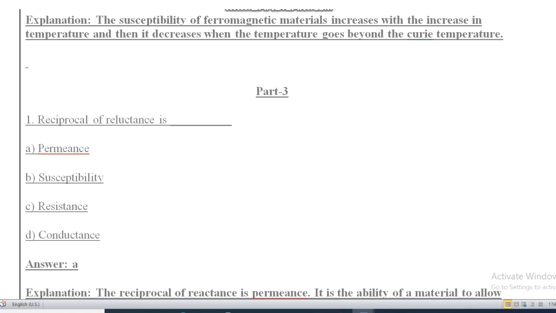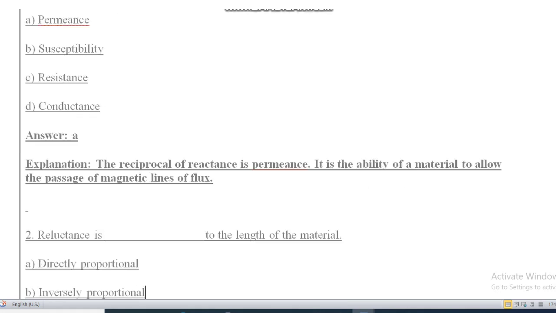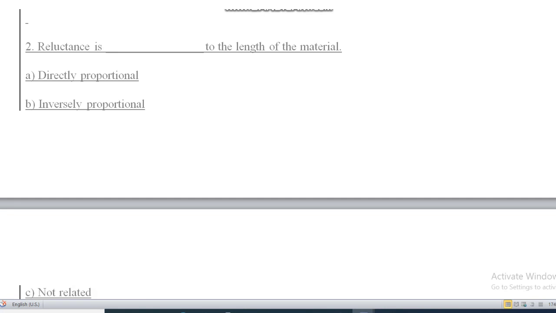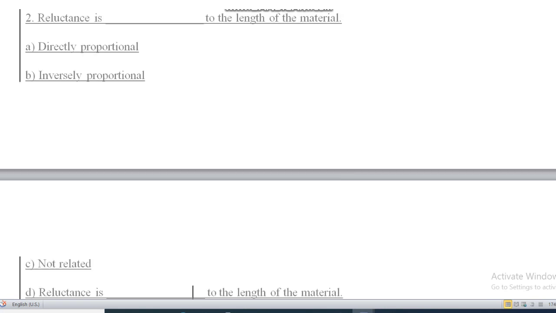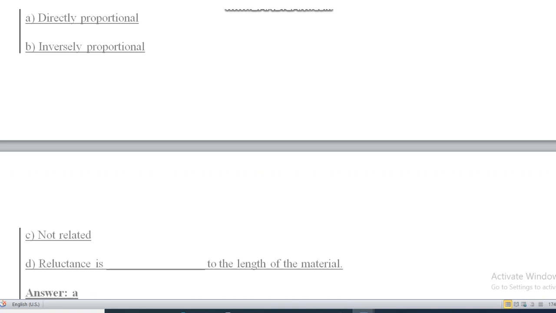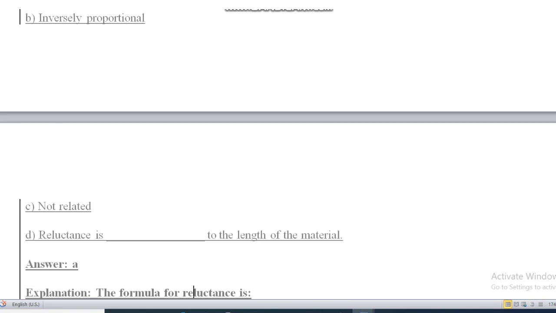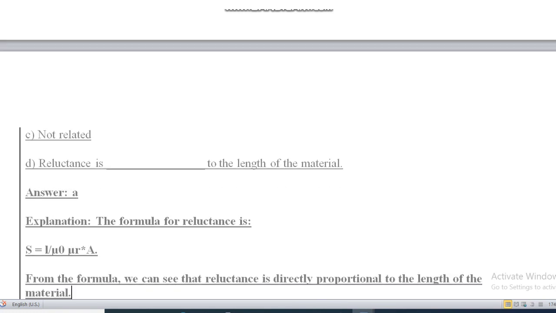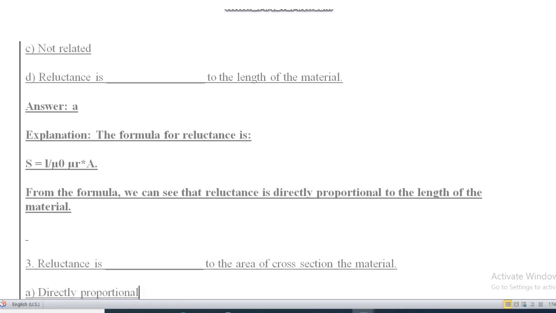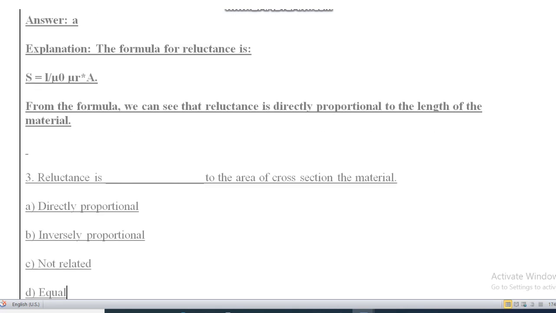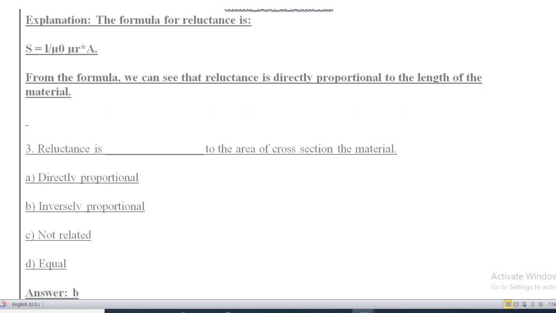It is permeance. Then reluctance is dash to the length of material. Reluctance is A, that is directly proportional to the length of material. Then next question is reluctance is dash to the area of cross section of material. It is inversely proportional to area.